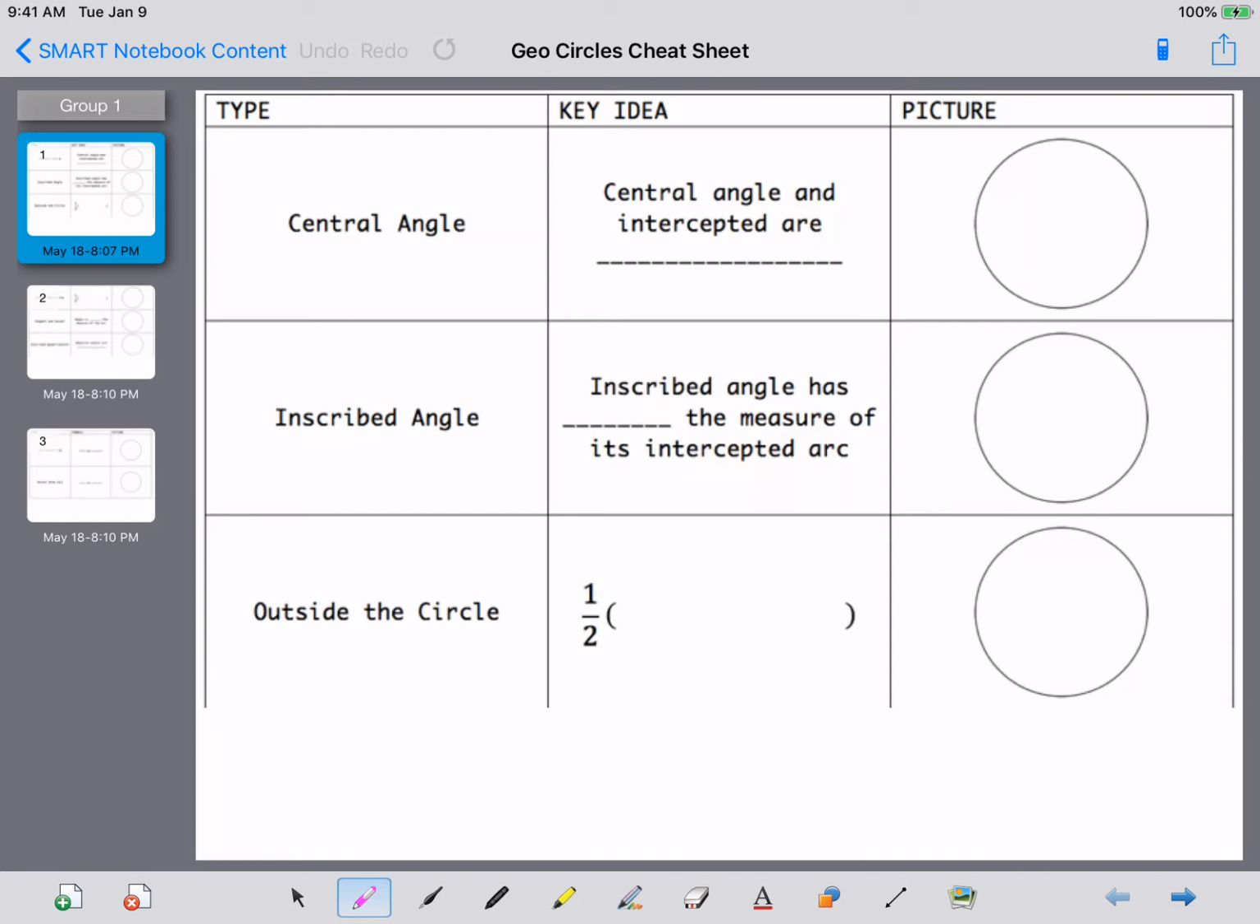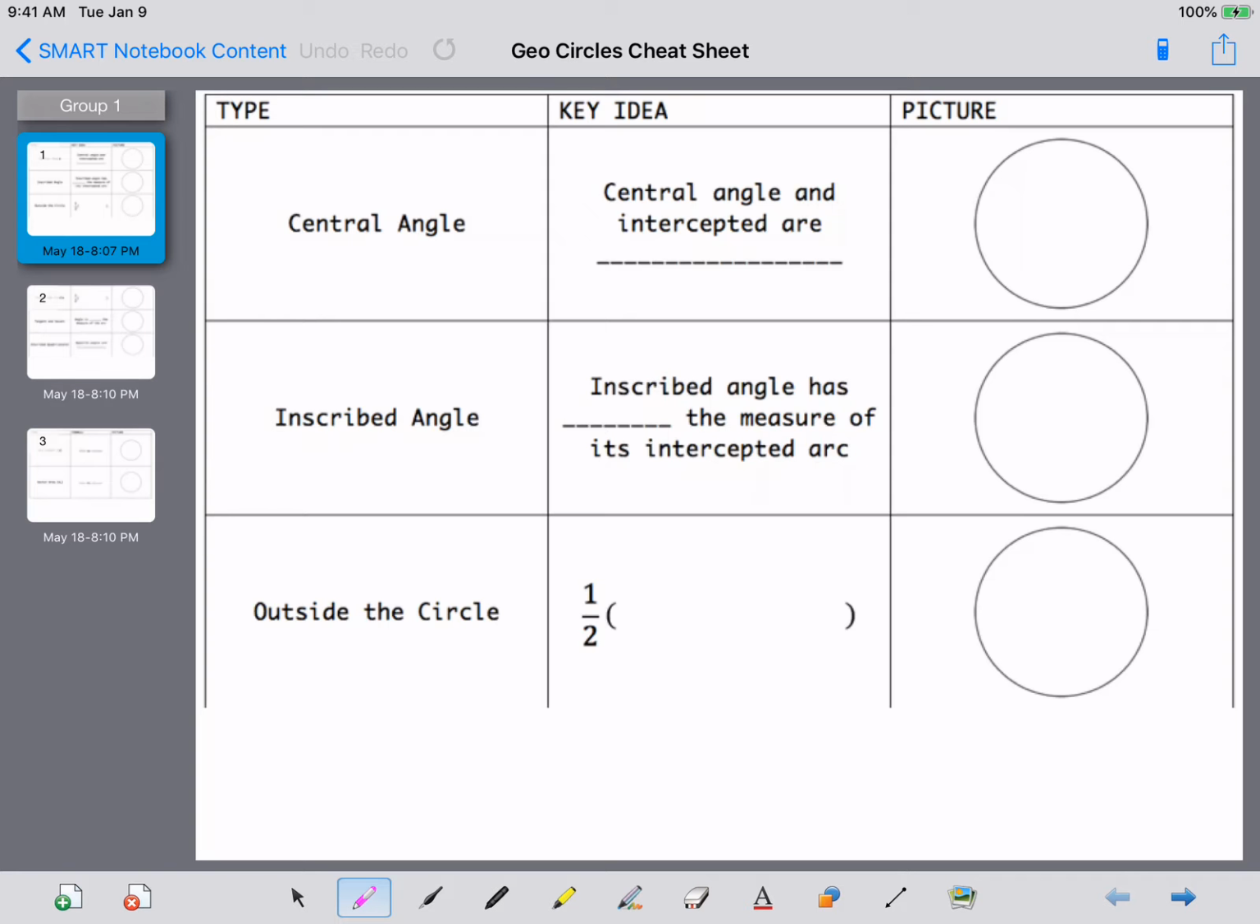Hi guys, this is Miss Scott, and in this video we're going to go over some of the main ideas from chapter 10, and then these formulas you can use on the test, and it'll just be a good way to review and wrap up the chapter.